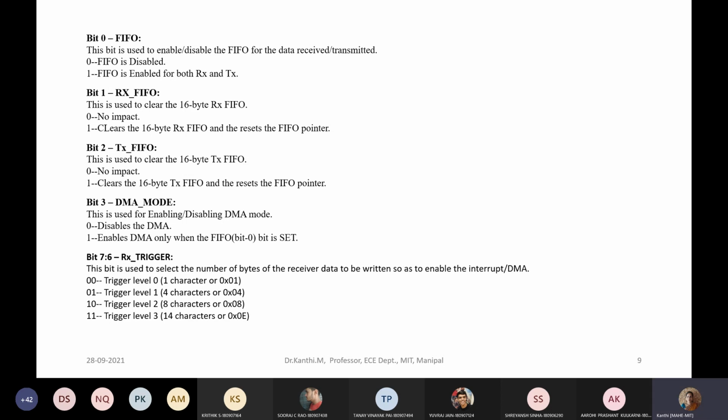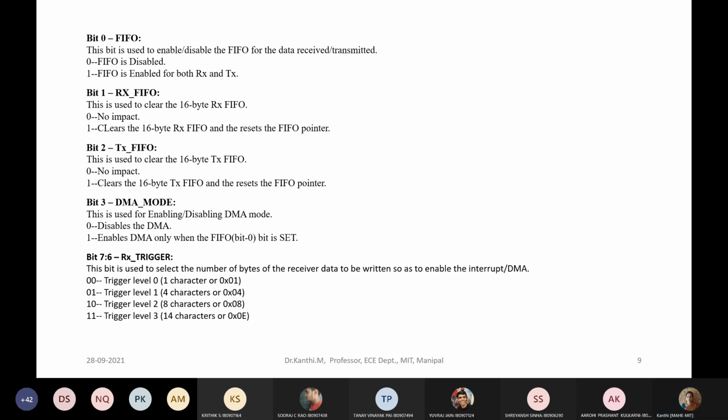So bits 0, 1, 2 are used for the receive FIFO and transmit FIFO, and bit 0 is used to enable or disable the FIFO. Whether I want to enable it, I need to enable it through this particular bit. So if it is 0, FIFO is disabled.